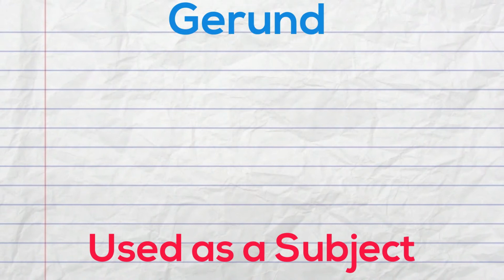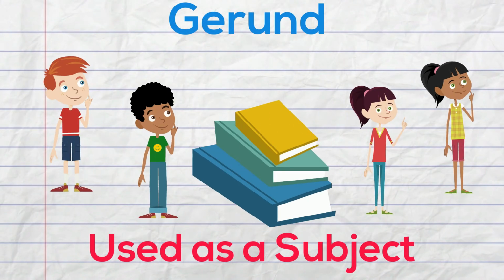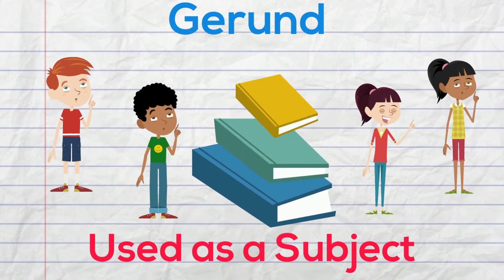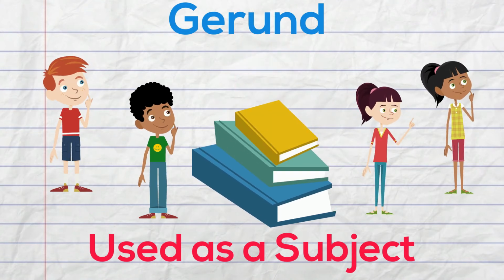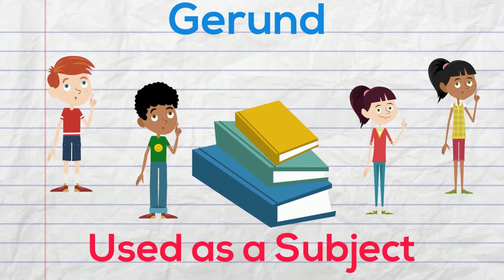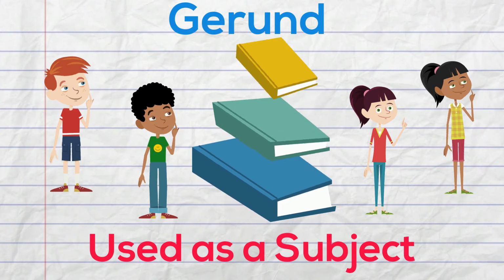Used as the subject of a sentence. Studying keeps the students busy. The subject is studying, which is formed by taking the active verb study and adding ing. Because it is being used as a noun as the subject of the sentence, it is a gerund.